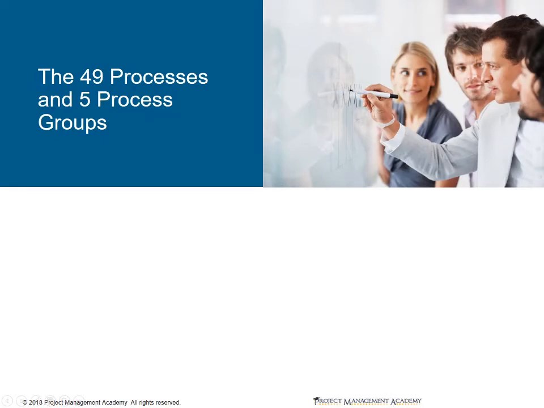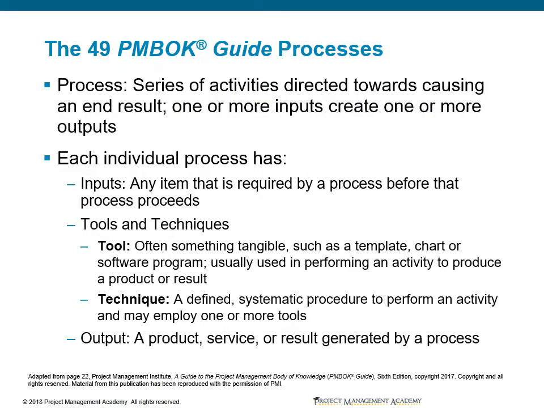The 49 processes and 5 process groups. A process is a series of activities directed towards causing an end result. One or more inputs create one or more outputs. I like to use the example here of baking a cake.